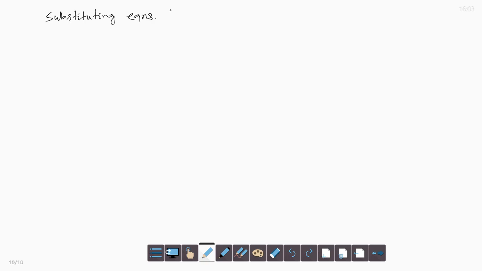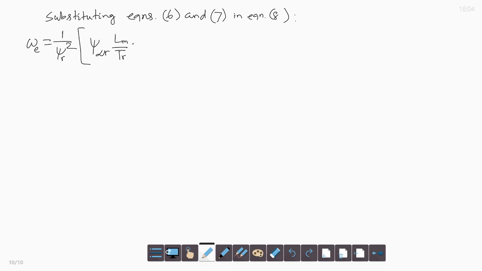Substituting equation 6 and 7 in equation 8, we get omega e as 1 by psi r square whole into psi alpha r into psi beta r dot, and substituting psi beta r dot, we have Lm by Tr I beta s plus omega r into psi alpha r square minus 1 by Tr into psi alpha r into psi beta r, then minus psi beta r into psi alpha r dot.